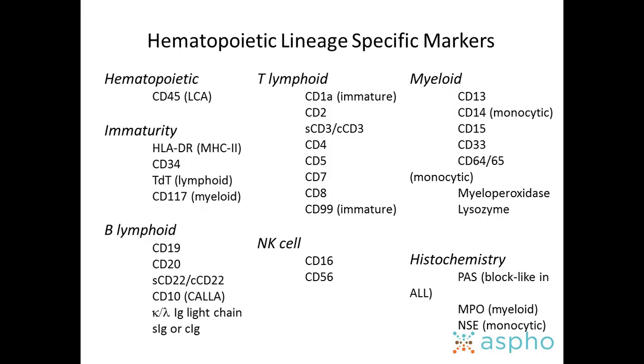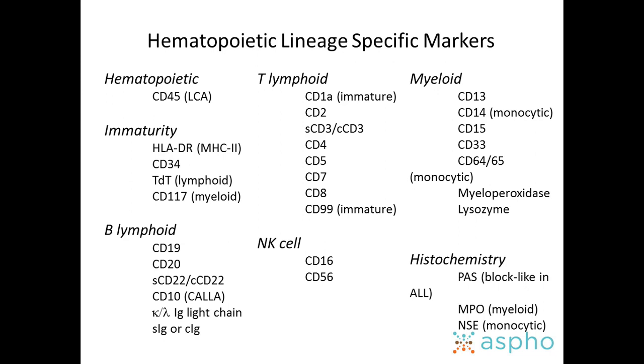So a lot of hematopathology in the heme malignancies involves understanding lineage differentiation, and I put this slide up just to remind you that there are a large number of lineage-specific markers, but you can break them down by thinking about them in certain ways. For example, CD45 is an antigen that's present on all hematopoietic cells. Solid tumors don't express CD45. There are certain immaturity markers, including HLA-DR, CD34, and TDT for the lymphoid lineage, and CD117 for the myeloid lineage.